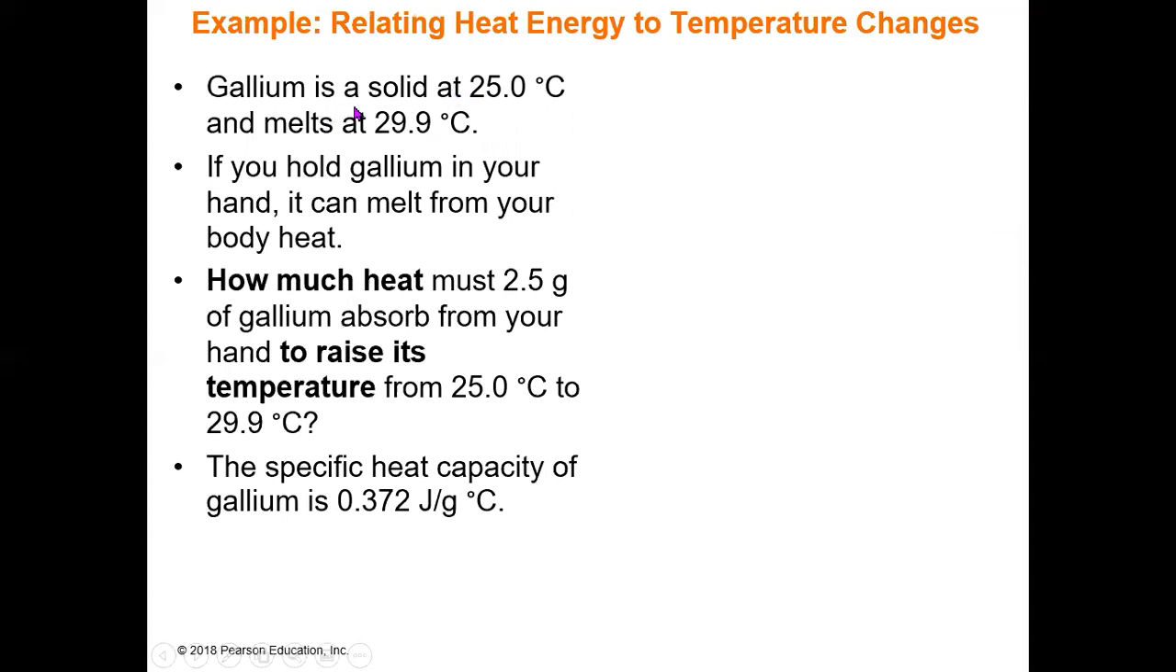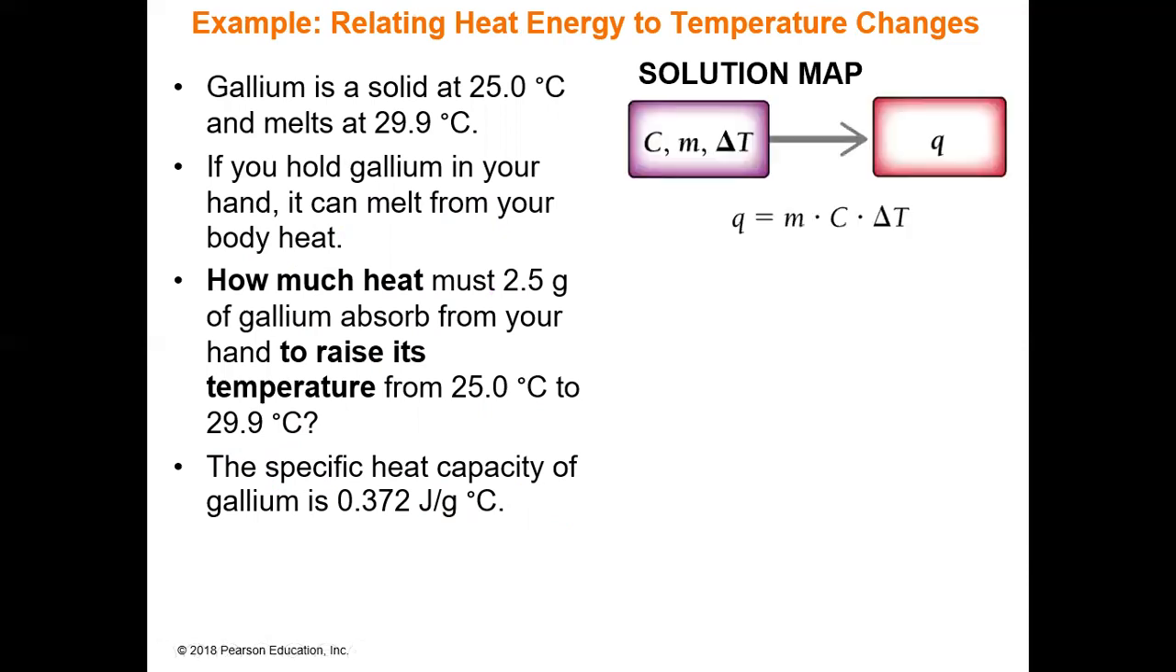Relating heat energy to temperature change. Gallium is a solid at 25.0 degrees Celsius and melts at 29.9 degrees Celsius. If you hold gallium in your hand, it can melt from your body heat. How much heat must 2.5 grams of gallium absorb from your hand to raise its temperature from 25 degrees Celsius to 29.9 degrees Celsius? The specific heat capacity of gallium is 0.372 joule per gram per Celsius.